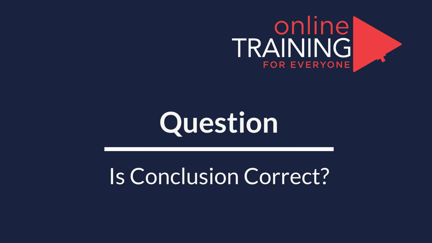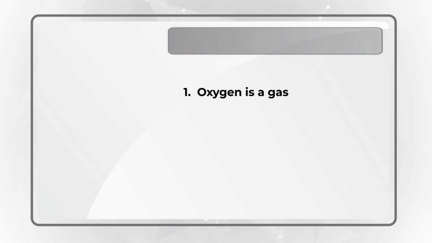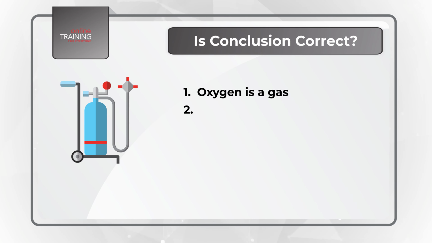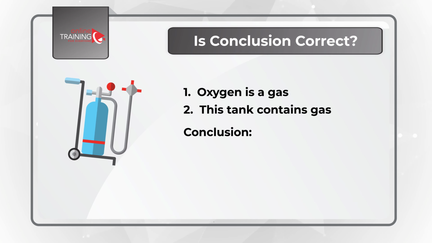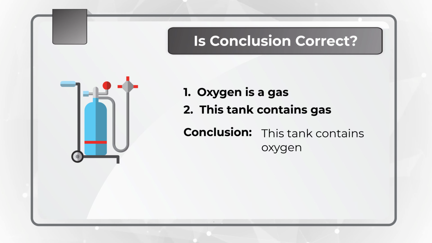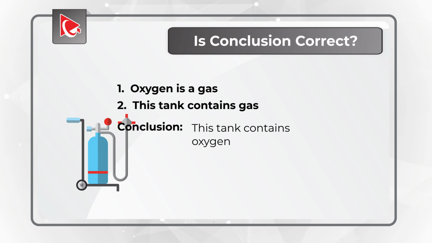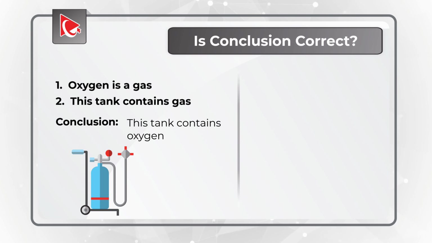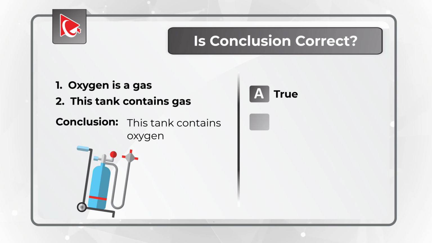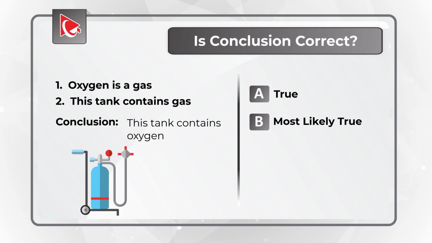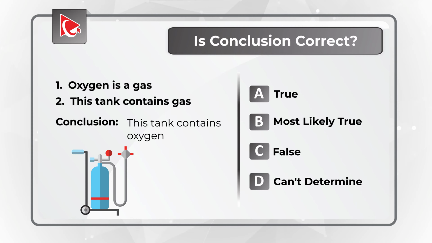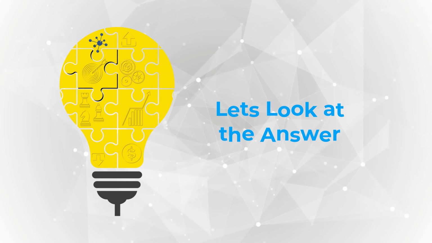Let's look at the question where you need to come up with the logical conclusion. Oxygen is a gas. This tank contains gas. The conclusion that was drawn based on these two statements is that this tank contains oxygen. You need to determine if this conclusion is correct, and your choices are choice A, true, choice B, most likely true, choice C, false, and choice D, cannot determine. Do you see the answer?